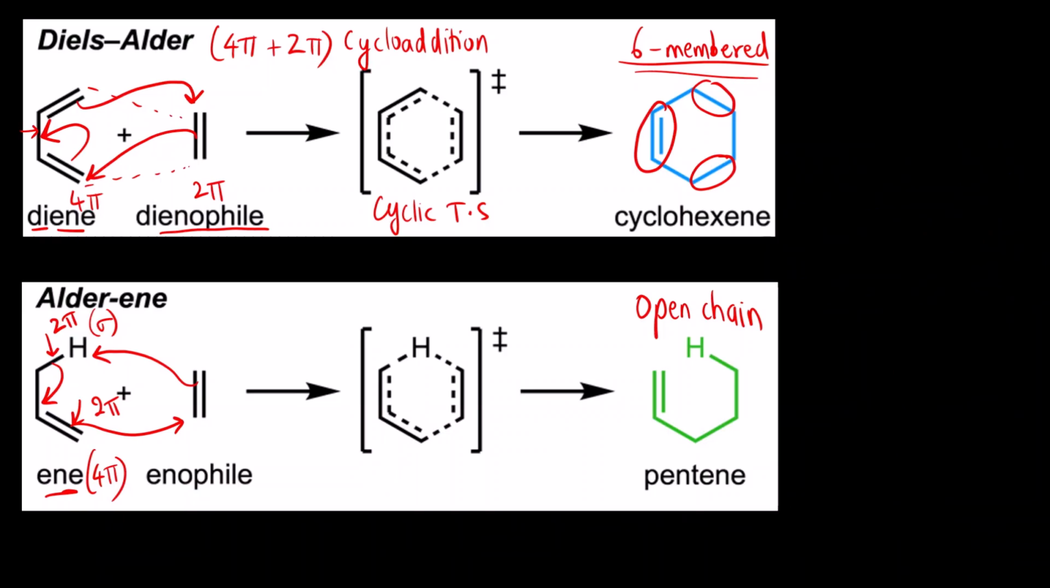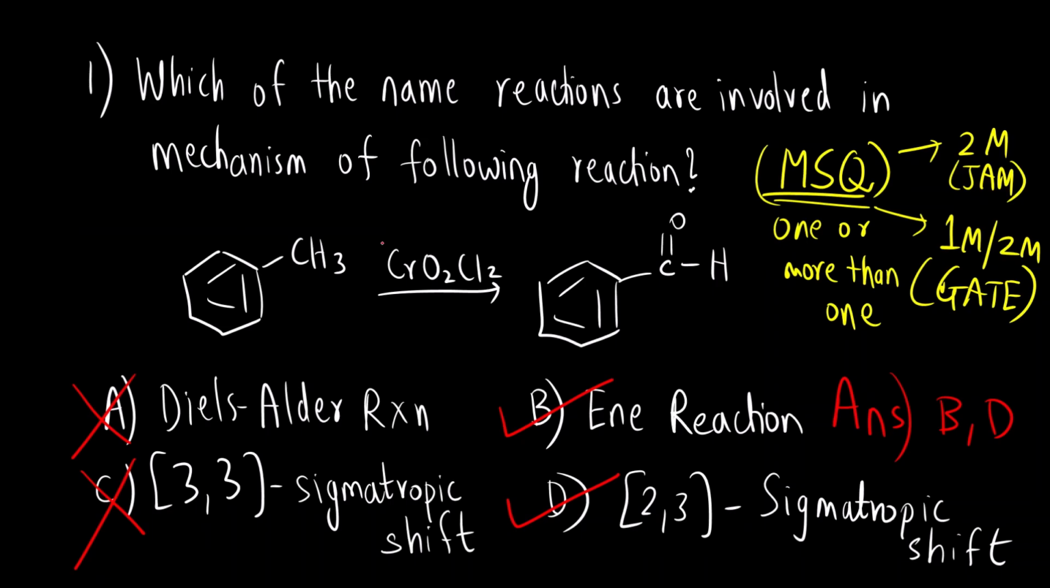I hope you have understood the mechanism of the Etard reaction. There are 2 name reactions involved: one is the Ene reaction and another is the 2,3 sigmatropic shift. I hope you have understood the solution as well as the mechanism of the reaction. Thank you.